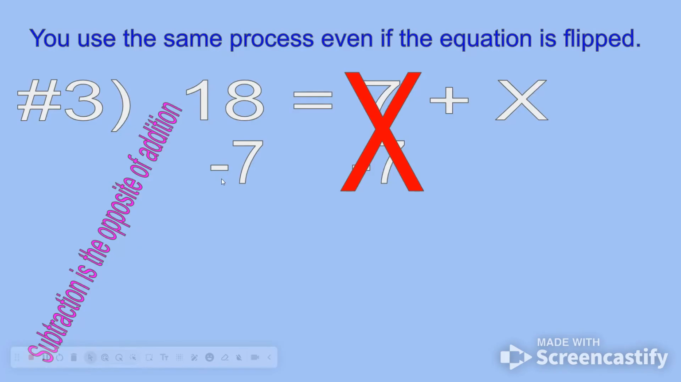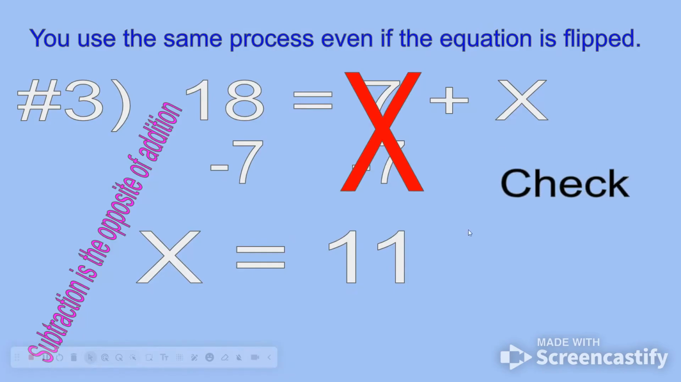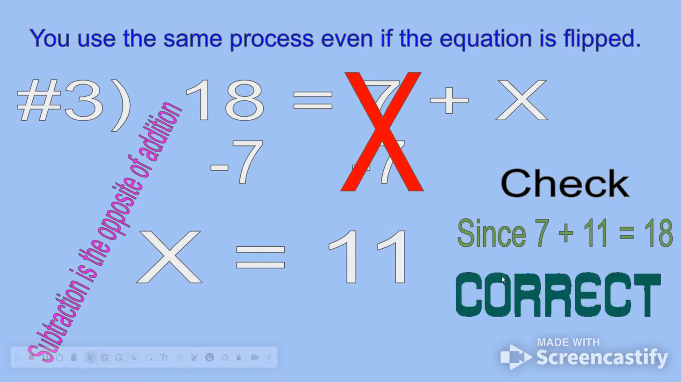Then I just do 18 minus 7 to find out that my x has to equal 11 for this problem to work. And then like always, we're just going to plug that 11 in to make sure we check our answer. So I make it 7 plus 11 equals 18, and it definitely does. So we're correct.